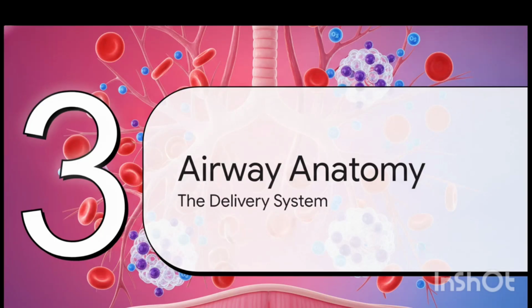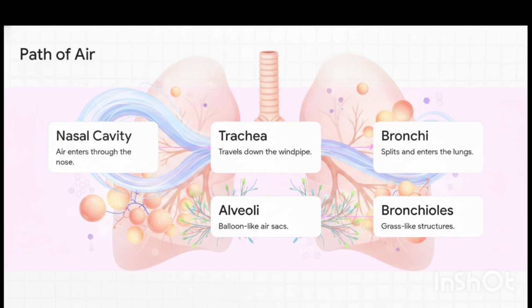Moving on to Section 3, Anatomy of the Airways, the physical delivery system. Now we know why we desperately need oxygen to create energy efficiently, but how do we physically get it from the air around us, all the way down into our bloodstream? Let's follow the air's majestic journey. It goes straight from the nostrils into the nasal cavity, travels down the trachea, or windpipe, which then splits into 2 bronchi. Those enter the lungs and branch out into tiny, grass-like structures called bronchioles. Finally, the journey arrives at millions of incredible balloon-like structures called alveoli.